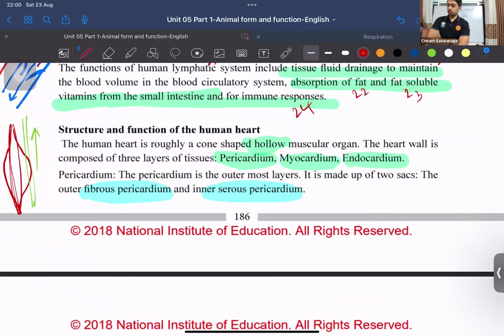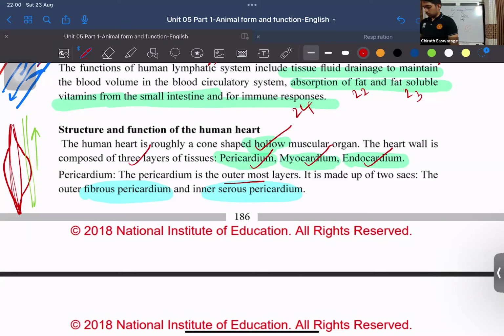So, talking about the human heart wall, okay? Not the entire heart, just the heart wall. What do you have to talk about? You can briefly say it's a cone-shaped hollow muscular organ. I'll give 1 mark for the introduction. 3 layers, 1 mark. What are the 3 layers? 1 mark each: pericardium, myocardium, endocardium.